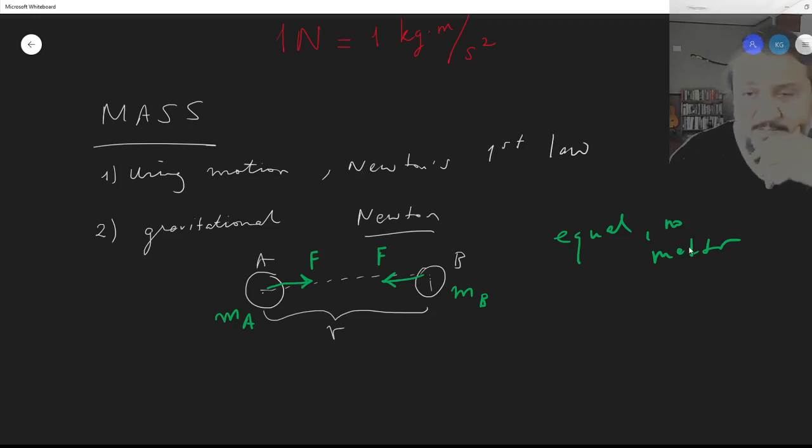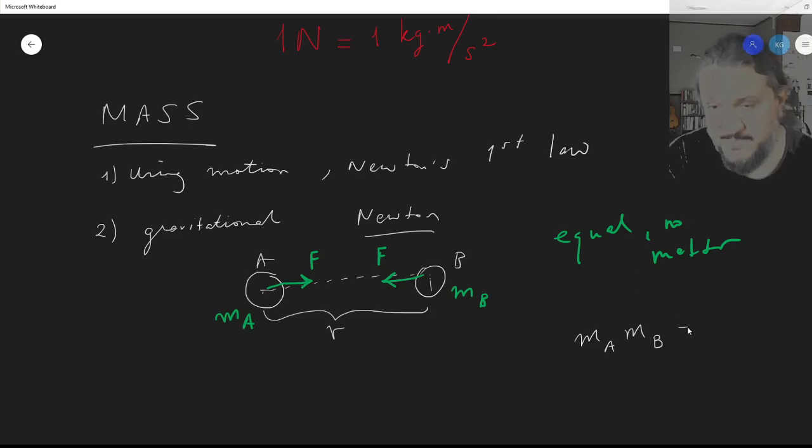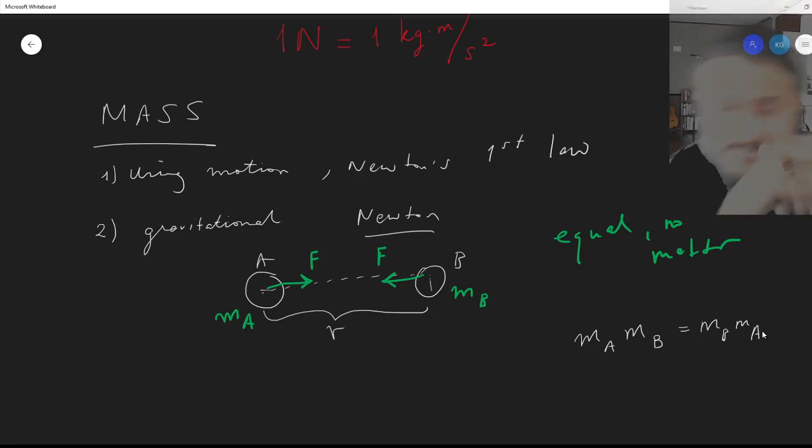I take them, MA and MB, and I multiply them. Now, multiplication is important because if I change the order, the multiplication doesn't change. MA times MB is equal to MB times MA. Everybody knows that, right? I mean, it's just simple. I'm not saying in physics it's always the case. There will be cases which you will never see in this class when A times B is not equal to B times A, okay? There's serious physics there, but not our physics.